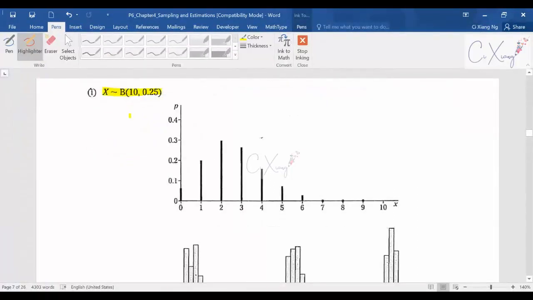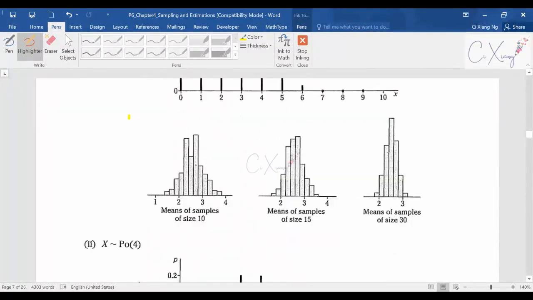So when the population is not normal, they take out a few samples according to different sample sizes. First they take the sample size n equals 10 and plot the graph for the mean of the sample. Then this is the graph you have. After that, when they increase the size to 15, this is the graph that we have for the sample mean. And when we increase again to the size of 30, you will see that this graph looks very much like the normal distribution graph.